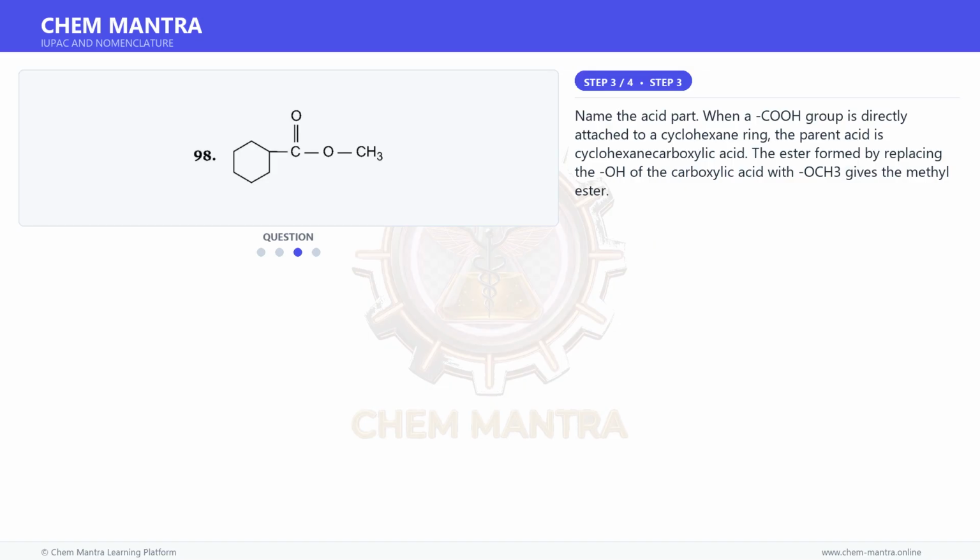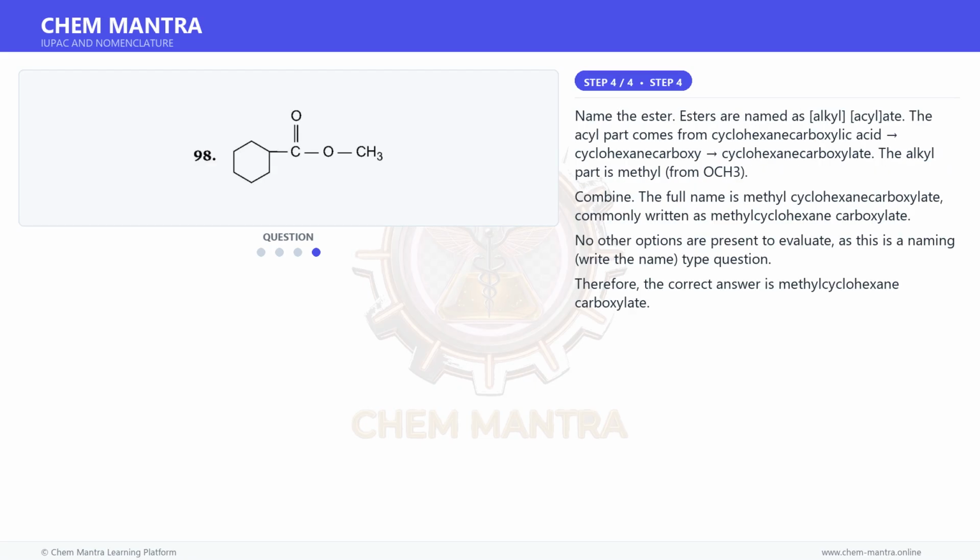Moving on to the next step. Name the acid part. When a COOH group is directly attached to a cyclohexane ring, the parent acid is cyclohexanecarboxylic acid. The ester formed by replacing the OH of the carboxylic acid with OCH3 gives the methyl ester. And for the final step, name the ester.